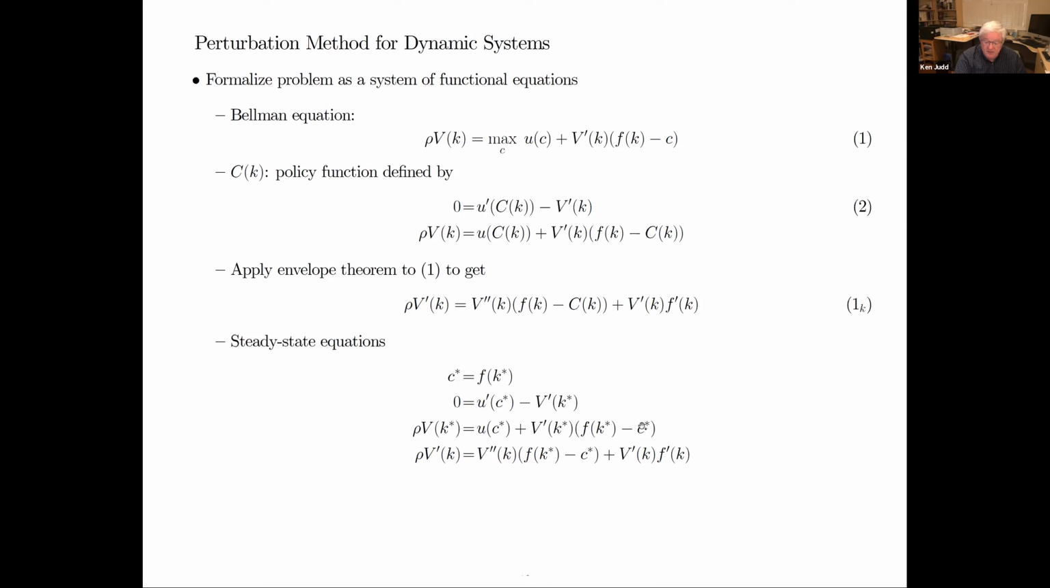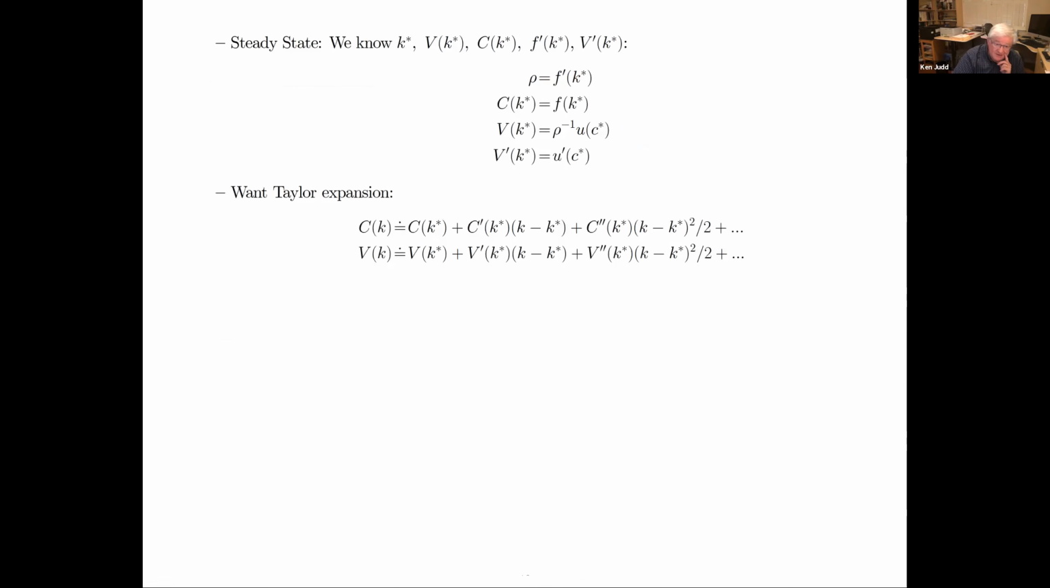So this will give us the steady state values of C star, K star, and somewhere in there must be an F prime of K. Basically, at the steady state, F of K star minus C star is 0, so F prime does equal rho. That comes out of the envelope theorem. Anyway, so then you get K star, C star, and you get V of K star and V prime of K star. Those come out of the steady state. So that's what we know.